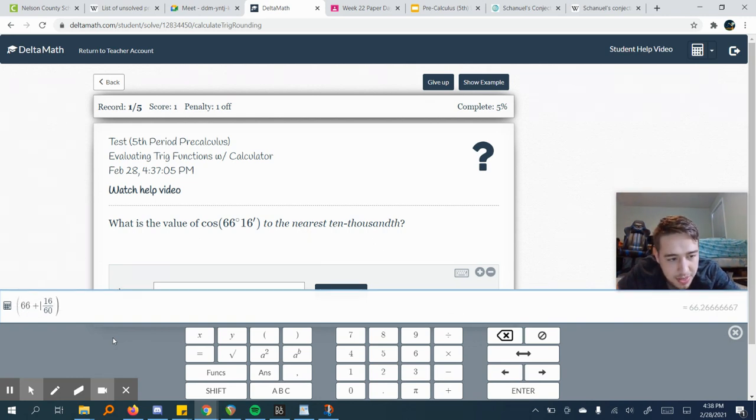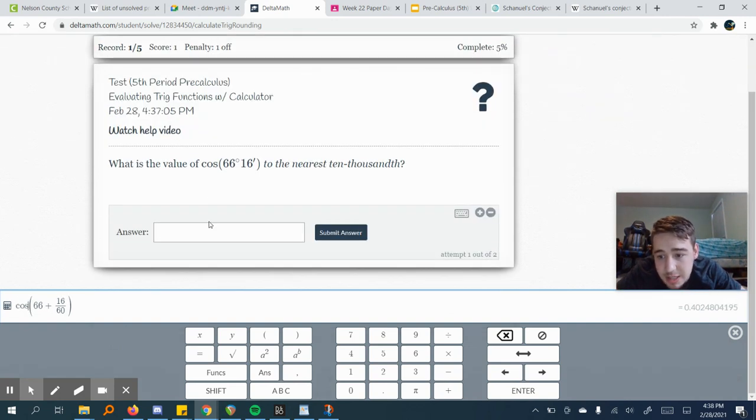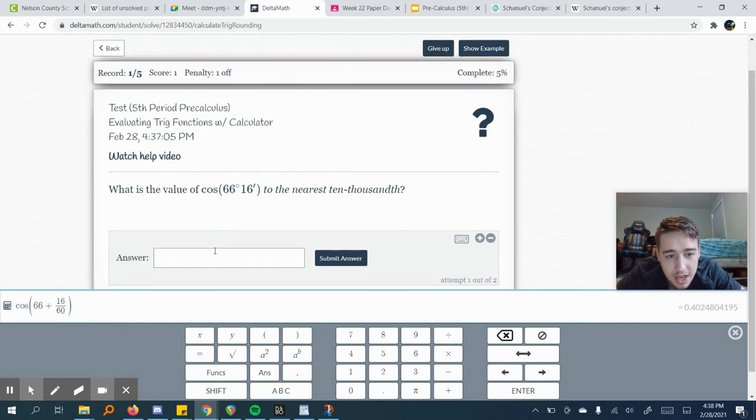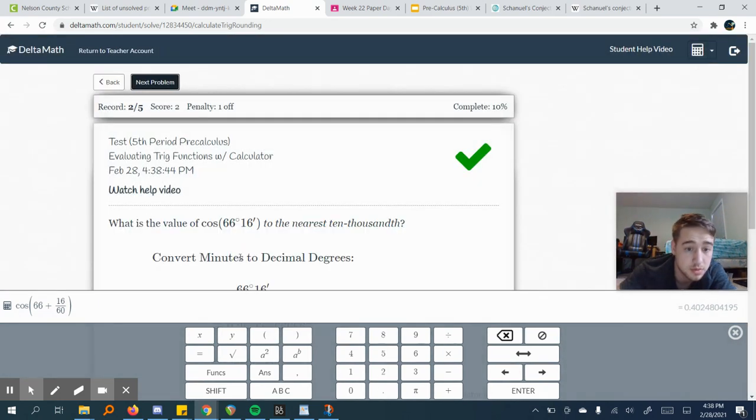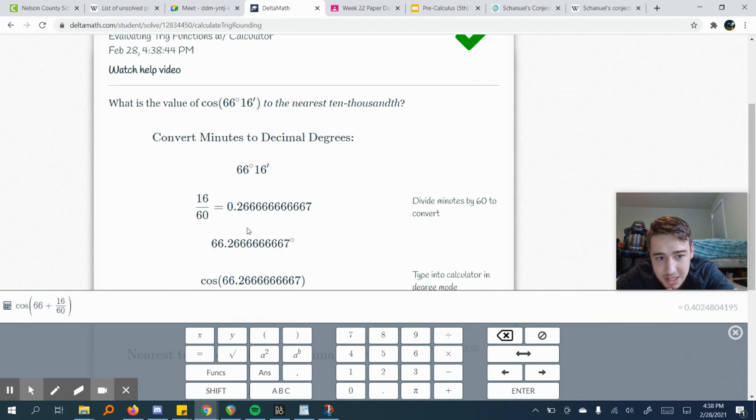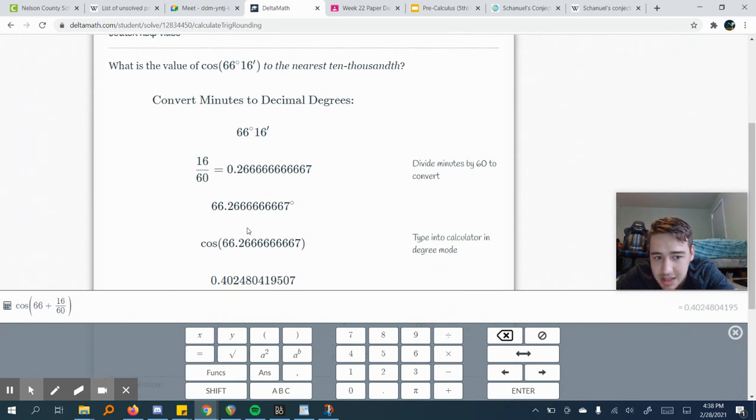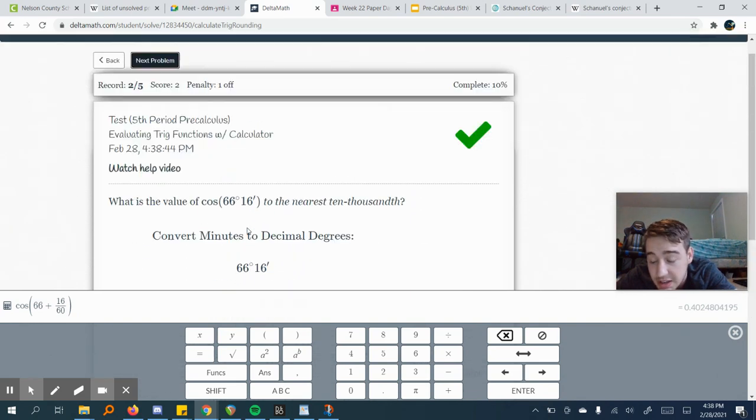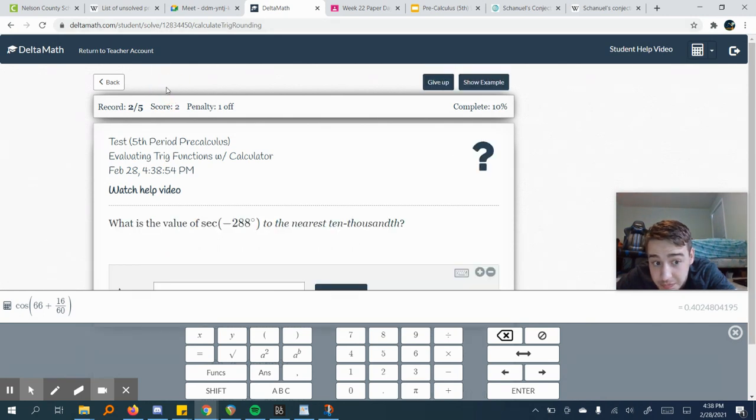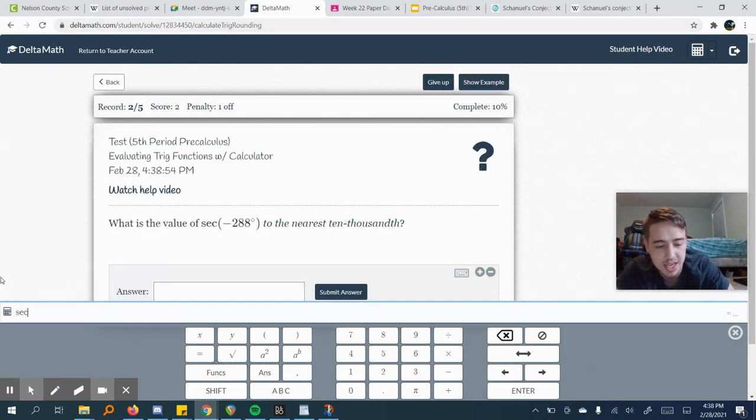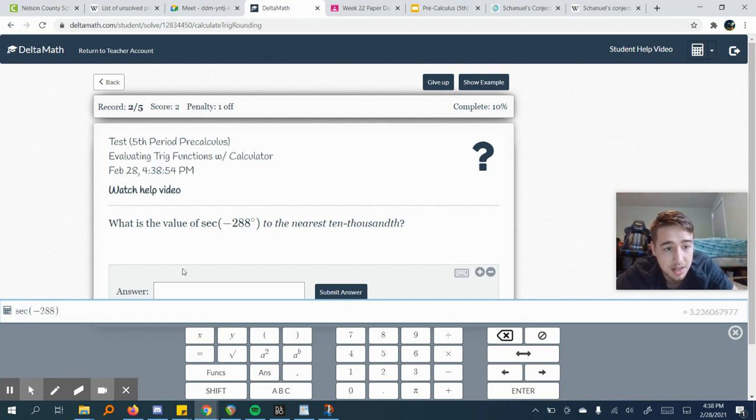So we're just going to go ahead and throw that mess into the calculator and say cosine of it, and it's 0.40248. And 10,000th place would be 10, 100, 1,000, 10,000. It's going to be the second 4, which is going to round to a 5. So you convert the minutes to degrees by dividing by 60, add them to your 66, throw them in a calculator, and you're done. Last bit, we're just going to do secant of negative 288.